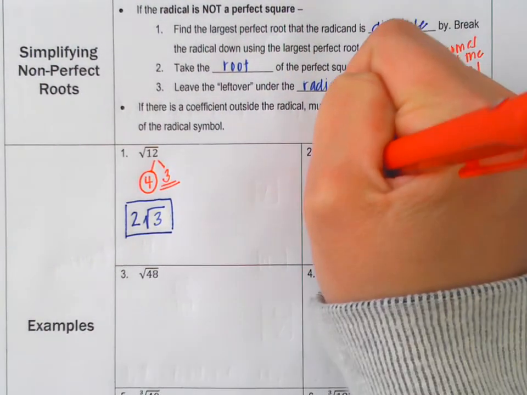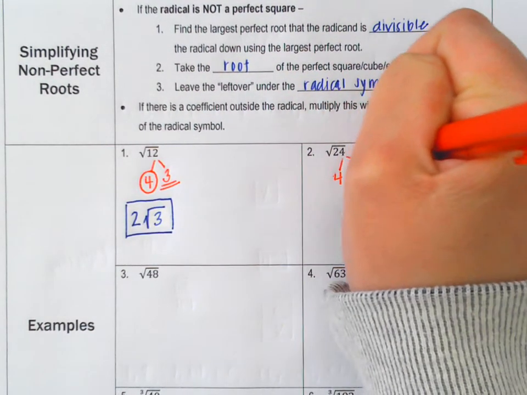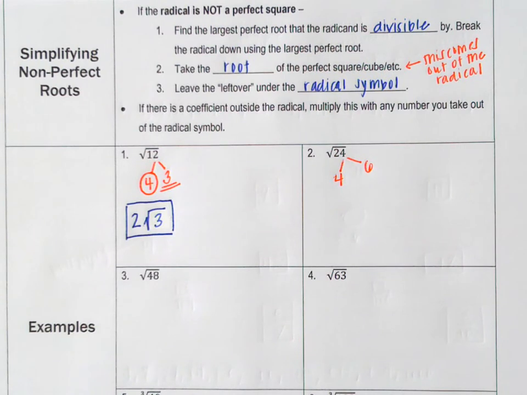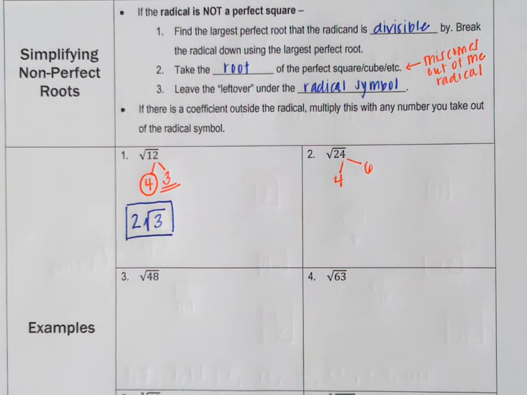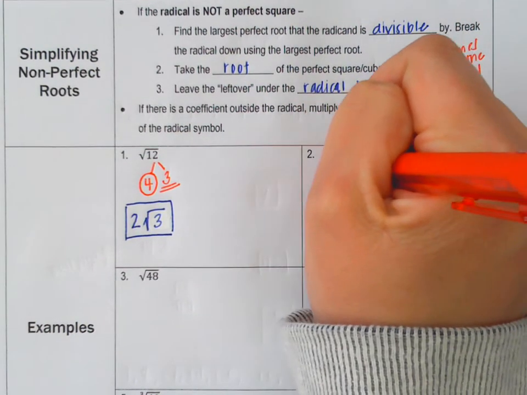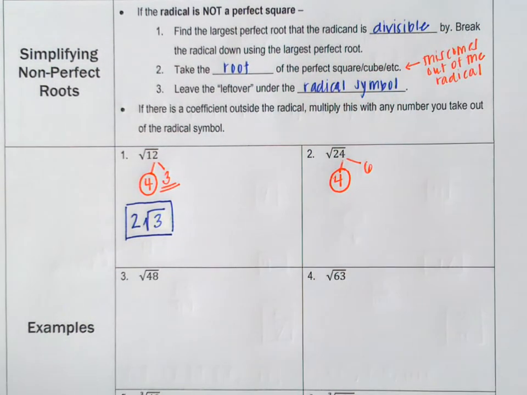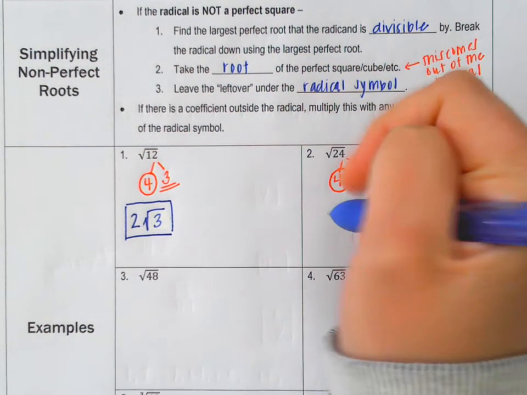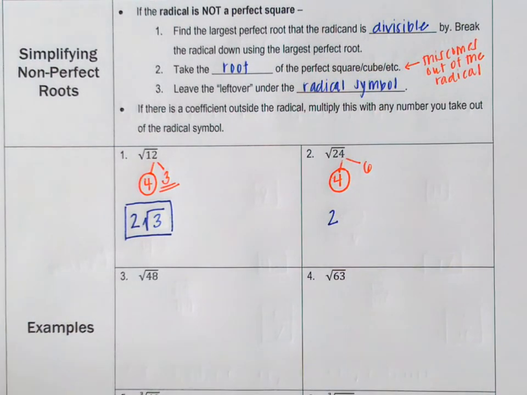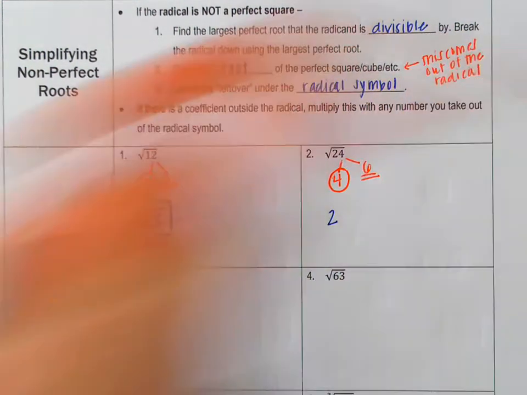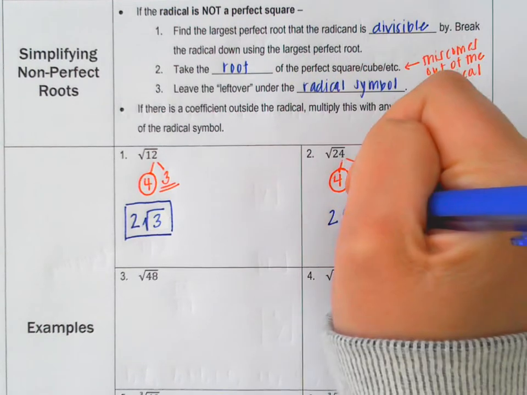4 goes into 24 6 times. And so I can now simplify that way. I know what the square root of 4 is. The square root of 4 is 2, so 2 is going to come out. And then my leftover, which is 6, is going to stay inside the square root.